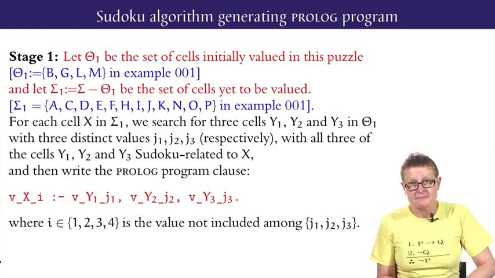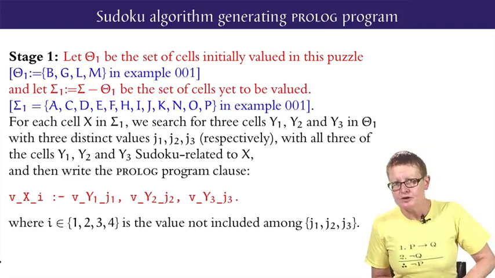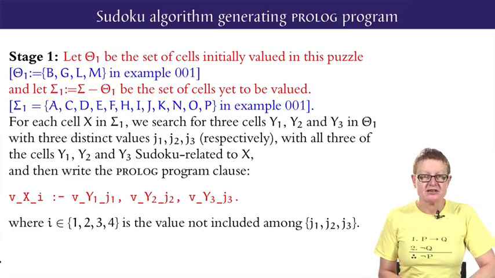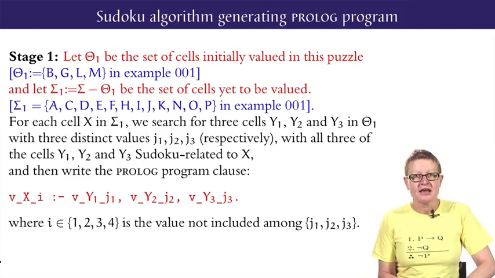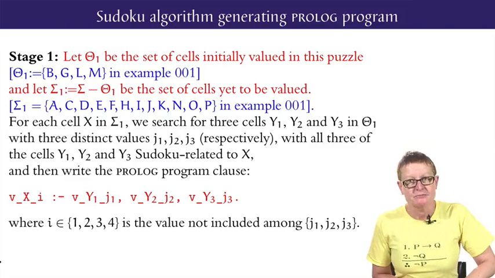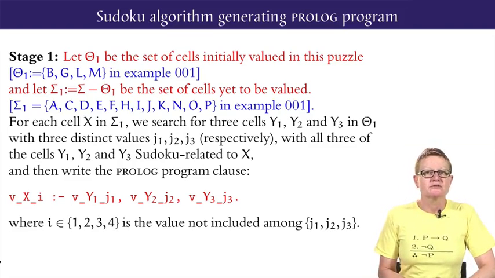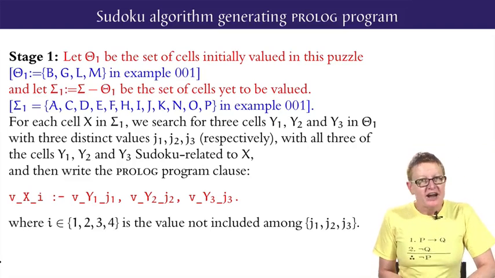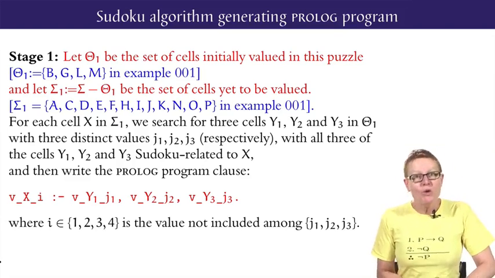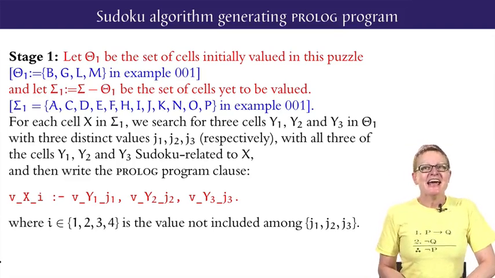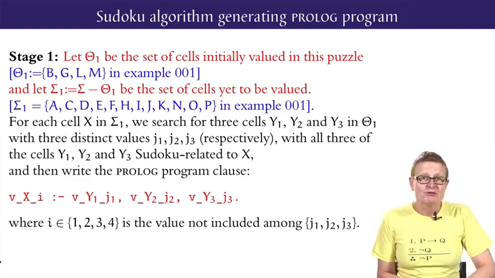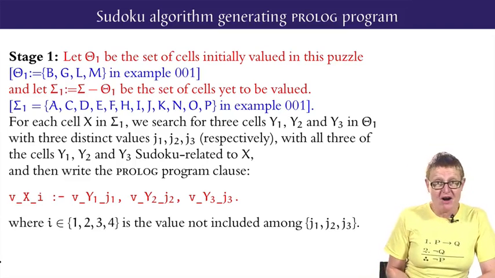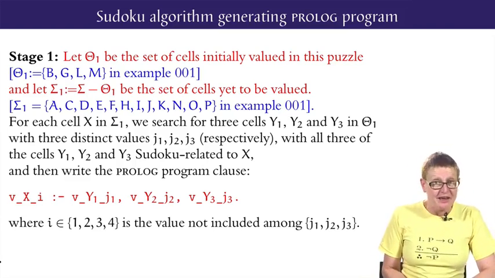and J3. If we had included atoms expressing Sudoku relationships between cells, there would be 3 extra atoms listed in the body of the program clause, expressing that Y1, Y2 and Y3 are Sudoku related to X. In predicate logic, we would also need 6 more atoms expressing that J1, J2 and J3 are all different from each other and different from I. But we're not going there.